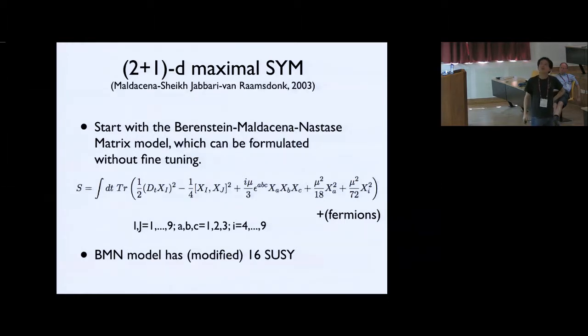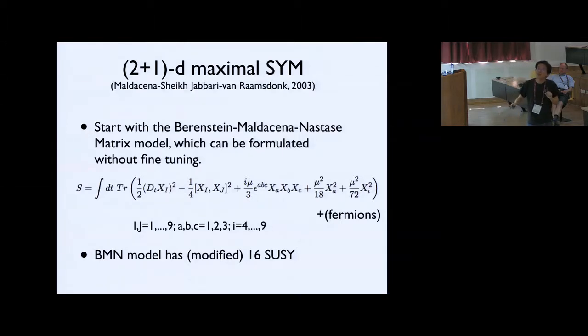And Maldacena, Sheikh-Jabbari, and Van Raamsdonk proposed a non-lattice regularization method for the 3-dimensional theory. They started with the so-called BMN matrix model. B is David sitting there, and it is a 1-parameter deformation of the 0 plus 1 dimensional maximally supersymmetric matrix model. So the original theory was this part plus the fermion, and it has 16 supersymmetries, but they introduced 1 parameter mu. There are 9 scalar fields, and the original theory had SO(9) symmetry. But they break SO(9) to SO(3) cross SO(6).